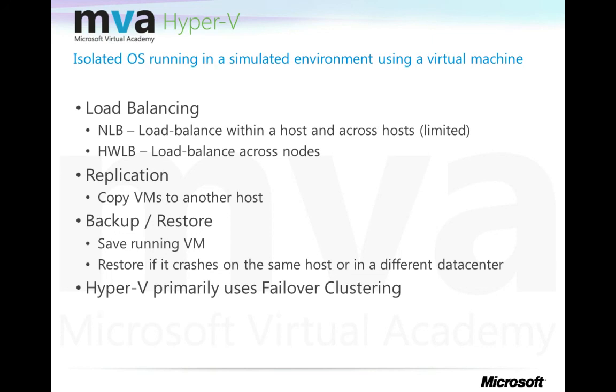Replication is another commonly used technology with Hyper-V, where you're simply copying VMs to another location, and this could be a cheap and effective disaster recovery solution. Additionally, you can use more traditional backup and restore technologies, where you can save a running virtual machine, and you can restore it on the same host, on a different host, or even in a different location if necessary. But Hyper-V primarily uses the failover clustering technologies, so this will be our focus in this module.